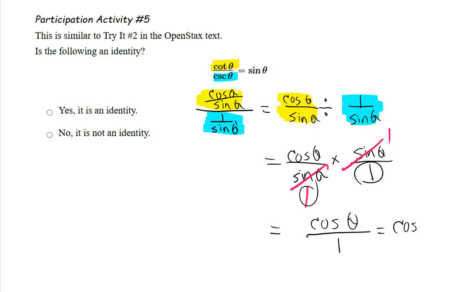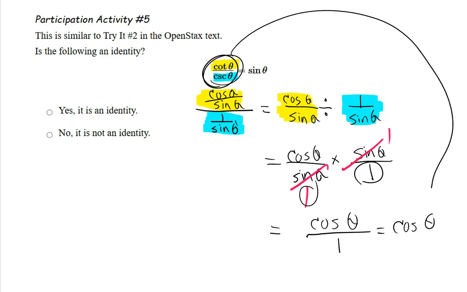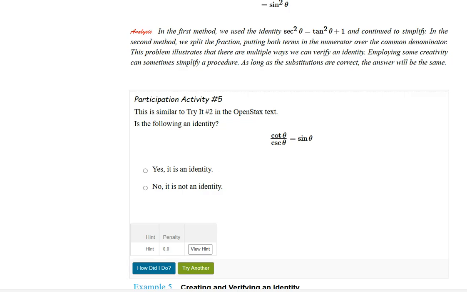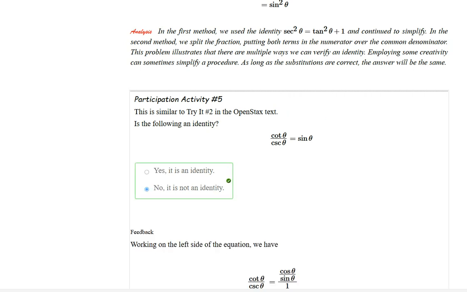And this actually simplifies. This right here actually is cosine of theta, not sine of theta. So nope, it is not an identity. They do not have the same identity, so not gonna do it. There you go. Fun with trig functions and basically fractions.